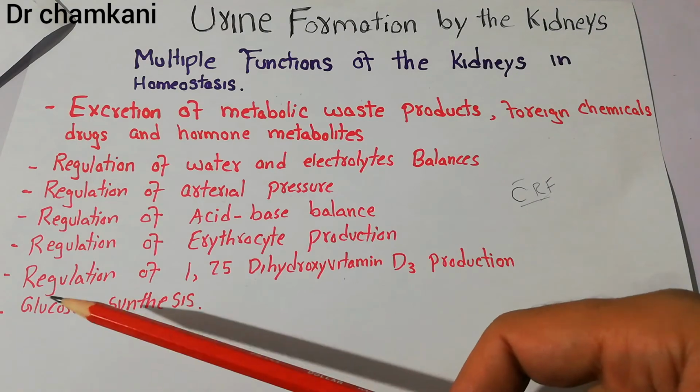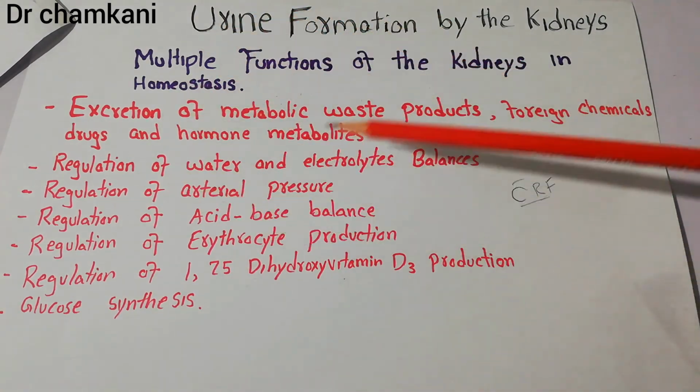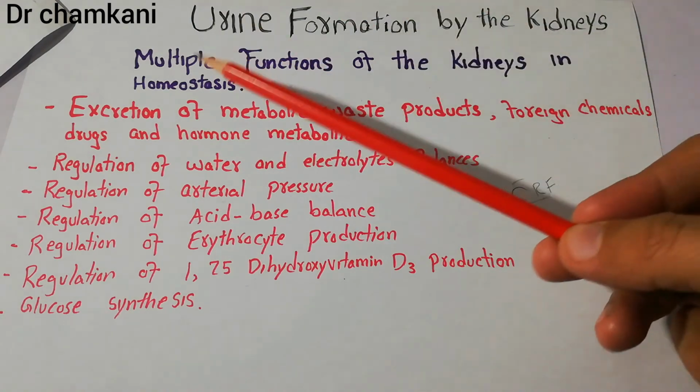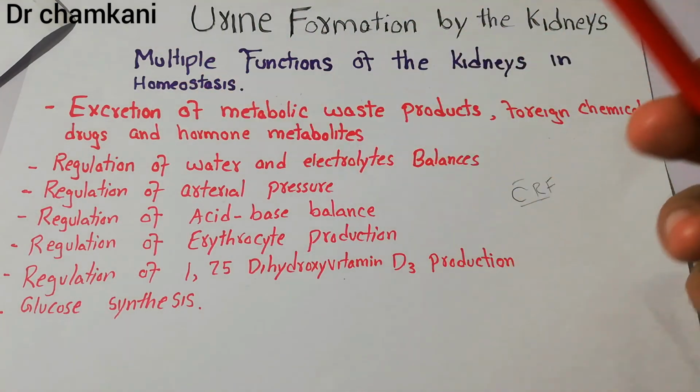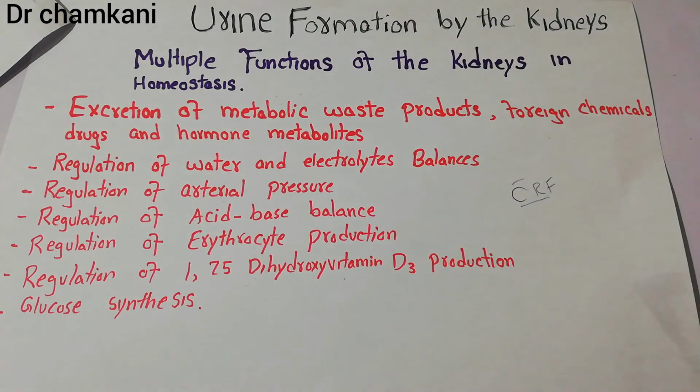And finally, kidneys also have some role in glucose synthesis. So these are the different functions of the kidney, through which the kidney is trying to maintain homeostasis, or a steady state, or a normal state in which all the optimal conditions are maintained, and all the cells of different organs can perform optimally.